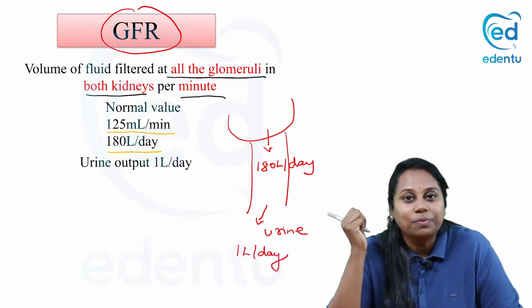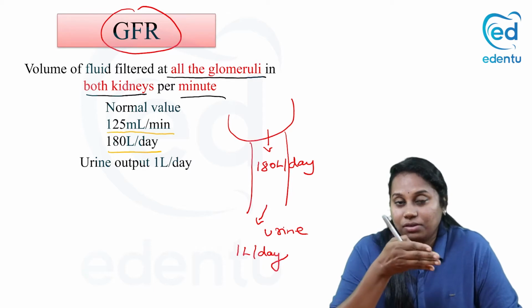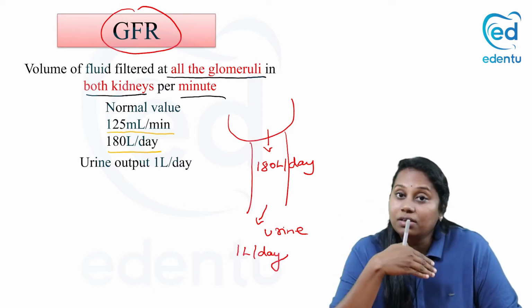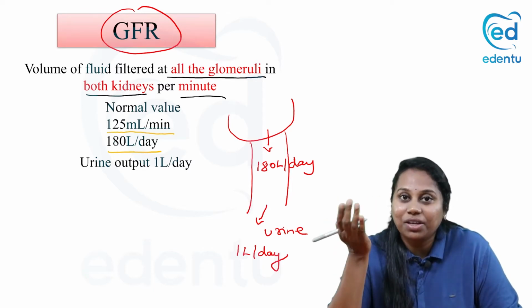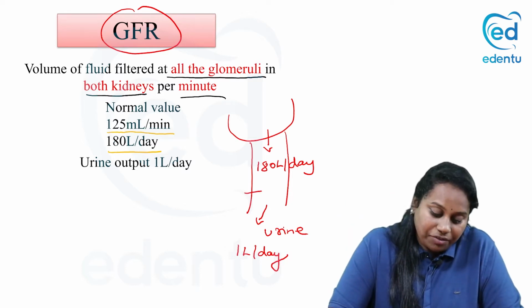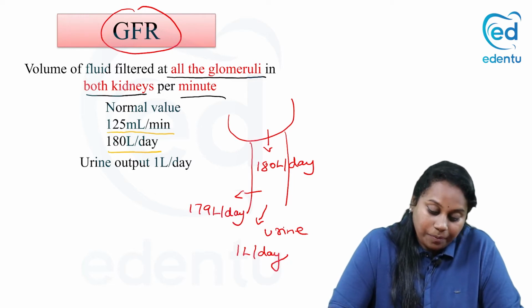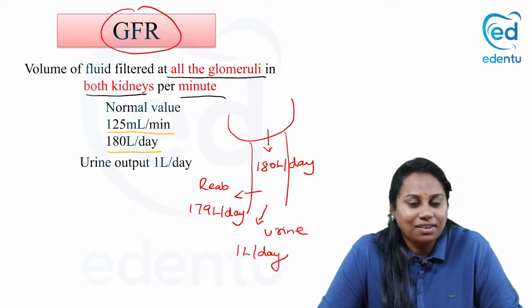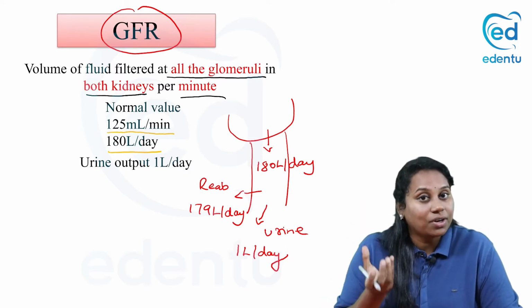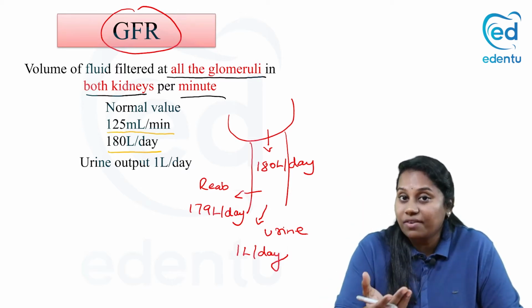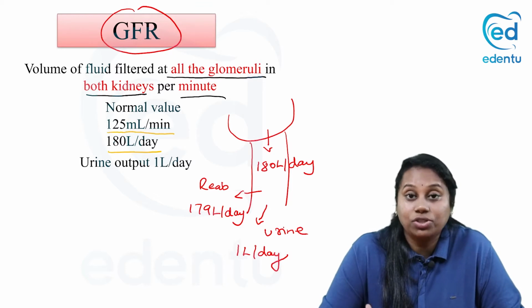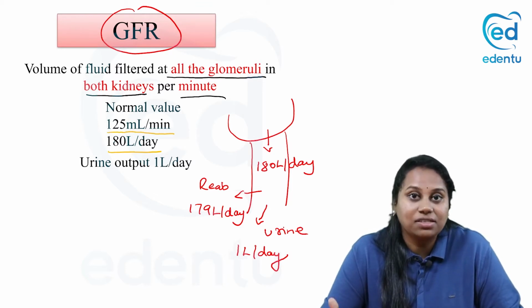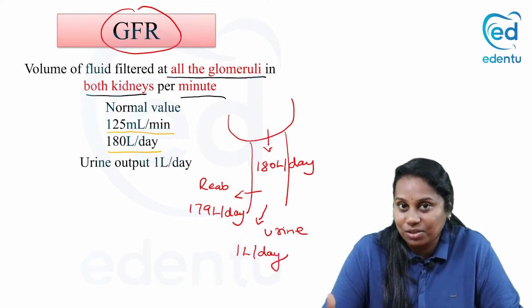So can you think of this? 180 liter enters into the filtrate, but only 1 liter comes out as urine. What has happened to the remaining 179 liters? Effectively reabsorbed. 179 liter per day has been effectively reabsorbed by the tubules. See the enormous function the kidney does. In one day, it is filtering 180 liters and it is reabsorbing 179 liters. So such huge importance is given to the functions of these tubules, filtration and reabsorption.